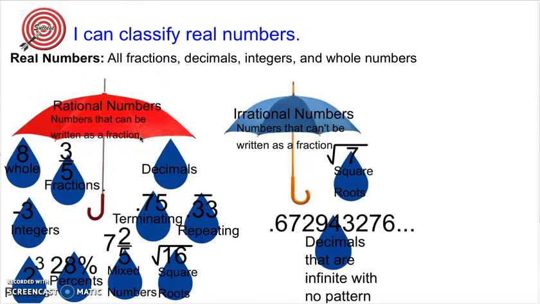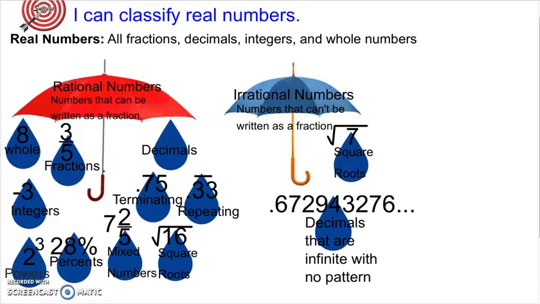rational numbers. And so let's talk about, first of all, as an introduction, a real number is basically every number that you have learned so far in your life. So since the moment you can count, it's every number that you have worked with. And so it includes all fractions, decimals, integers, and we'll talk about what those are, and whole numbers.